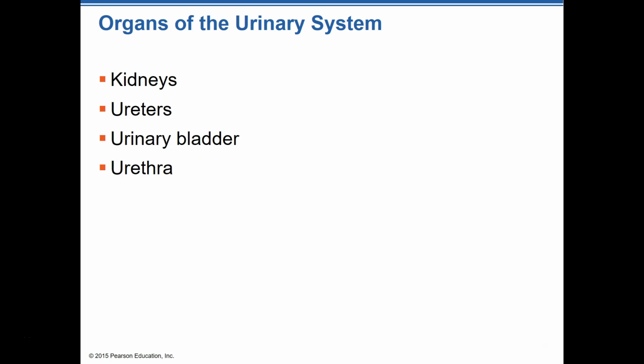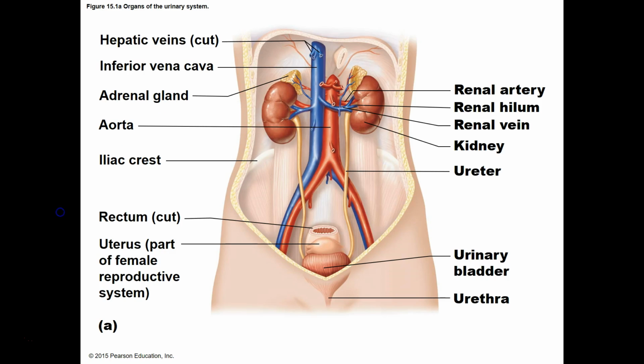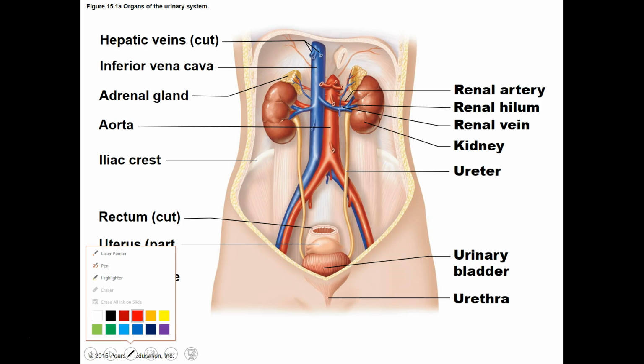Its components, of course, are the kidneys, the ureters, which are the tubes that lead from the kidneys to the bladder, then the bladder, and then the urethra. It goes from the bladder to the outside of the body. Here's a simple example of it. We can see the kidneys up here, and we can see the little adrenal glands attached to the top of the kidneys.